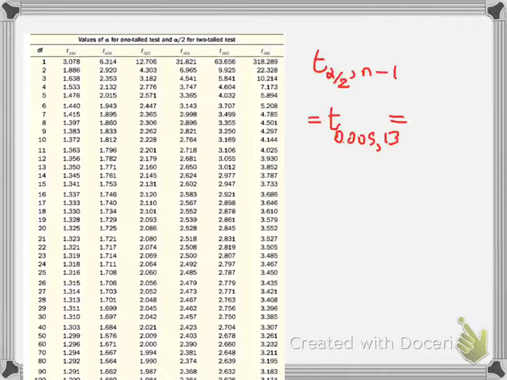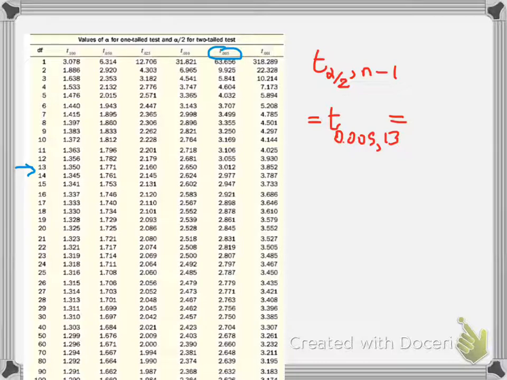So all you have to do is, since we know that our t sub alpha over 2, n minus 1, is t sub 0.005, 13, that's what we need to figure out. We will just take a look at our degree of freedom. The degree of freedom is in the first column, df, which in this case is 13. So look for 13 in that first column, as I've shown over here. And then the area in the right tail is 0.5%, which is 0.005. So look for that across the top, and I've shown you that up here as well.